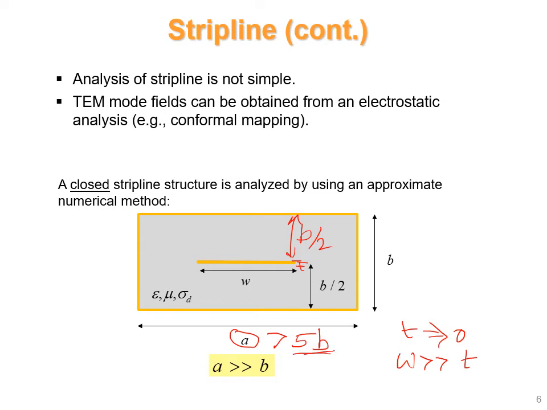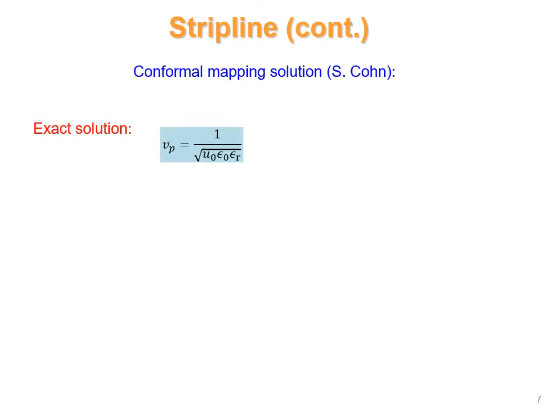Or we can say that this equation should be satisfied, that is A must be very much greater than B, so that whatever fringing fields are generated near the conductor, this fringing field should not come out of this strip line. It should be confined within the boundaries of a strip line. So this condition should be maintained before going for a conformal mapping.